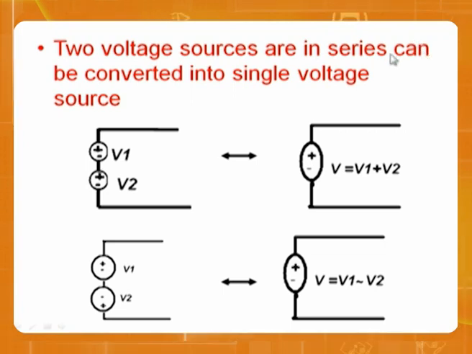Two voltage sources in series can be converted into a single voltage source like this. V is equal to V1 plus V2. Please understand the polarities here: minus plus, minus plus. Both are in the same series, but one is minus plus, the other is plus minus. That means subtraction. So this is addition, this is subtraction. So series voltages get added.